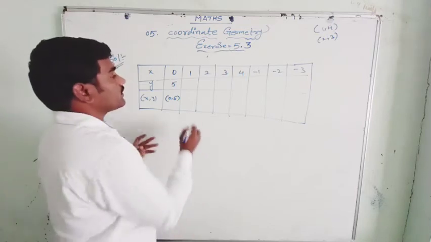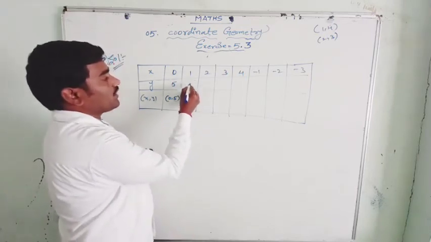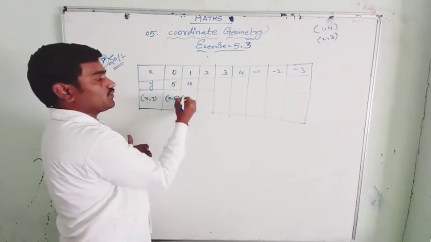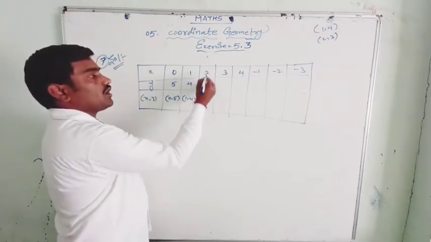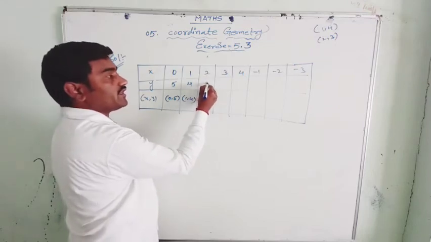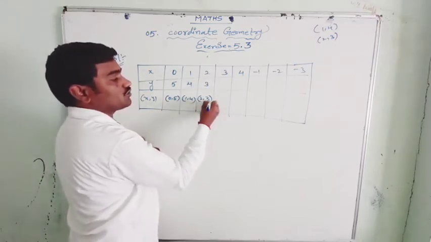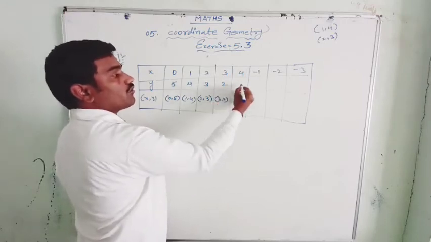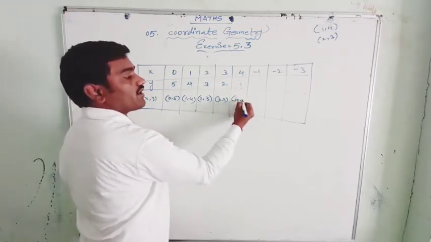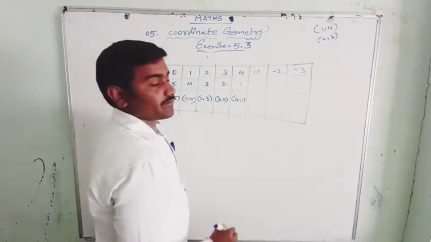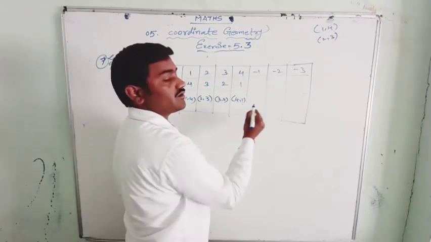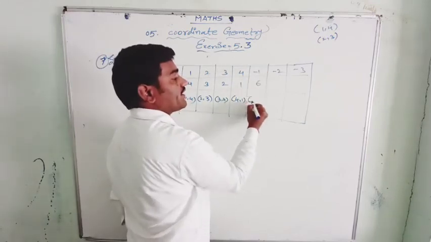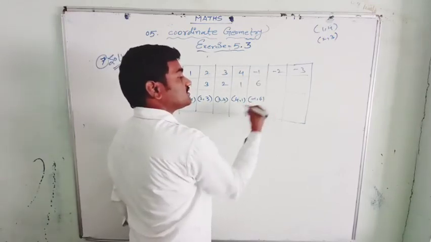Then see, here we go for 1. How much do we need to add to get 5? 4. 1 plus 4 is 5, so (1, 4). How much do we need to add to 2 to get 5? That is 3, so the point is (2, 3). Here 3 plus 2 is 5, so (3, 2). 4 plus 1 is 5, so (4, 1) is the point. Minus 1 is there. How much do we need to add to minus 1 to get 5? We have to add 6. 6 minus 1 is 5, so (-1, 6).